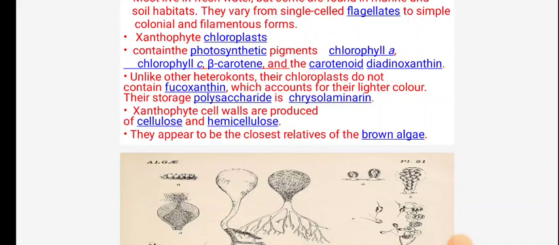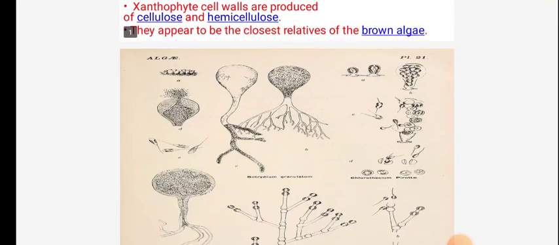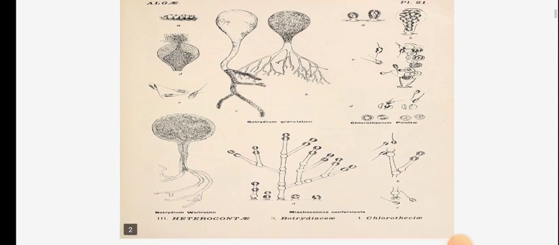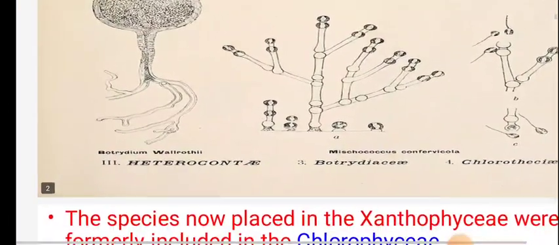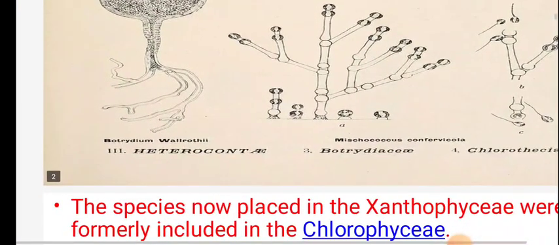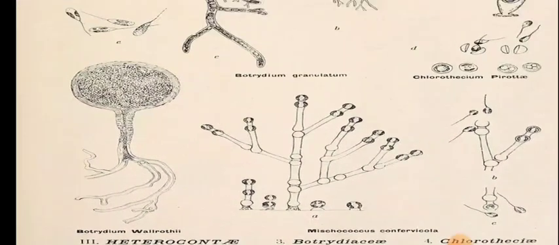Xanthophyte cell walls are produced of cellulose and hemicellulose. They appear to be the closest relative to the brown algae. Here you are observing a good example, Botrydium. Remember this name of the genus. It is Botrydium, species Botrydium wallrothii, and the second is Mischococcus. So these are two genera mainly.